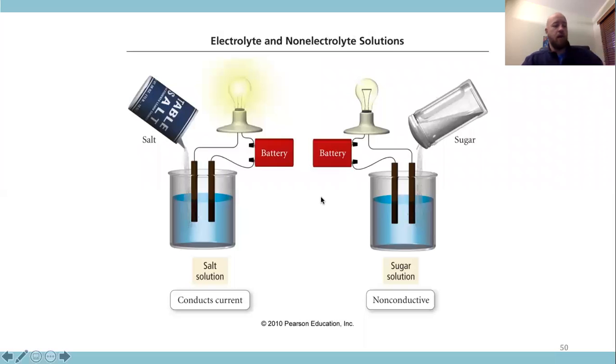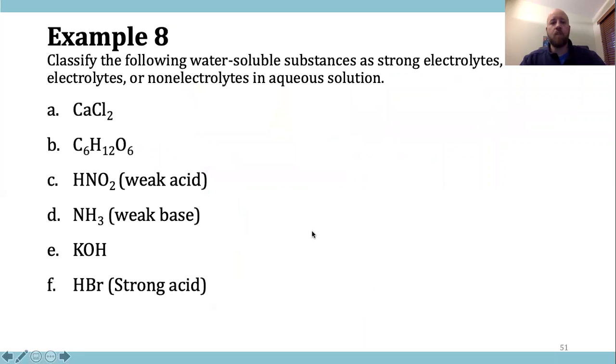So this is my example here, looking at salt water, which is obviously electrically conductive, versus sugar water, which does not conduct. If we're classifying things as strong electrolytes, weak electrolytes, or non-electrolytes, this is a relatively good test question, just being able to identify the different components.